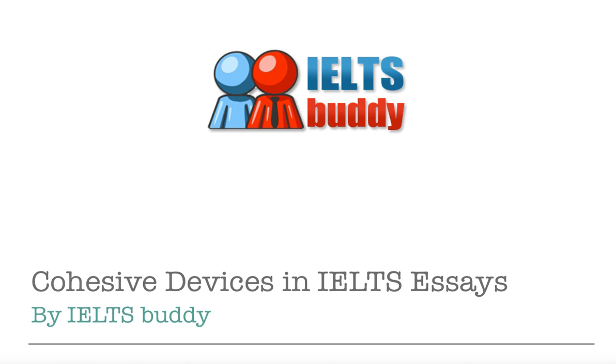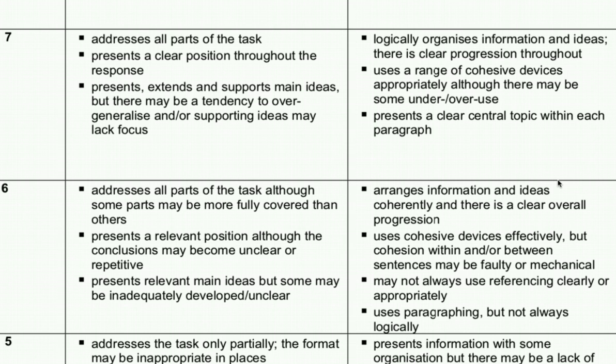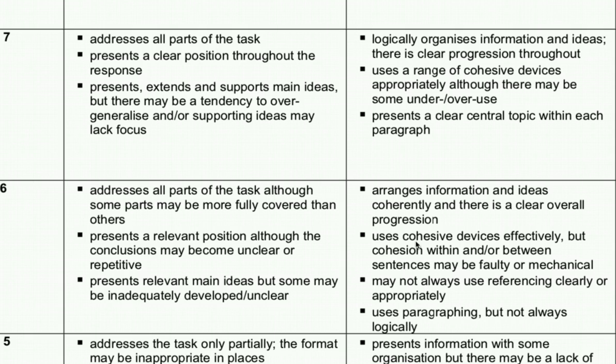In this lesson, we're going to look at cohesive devices that will be used in IELTS essays. If we firstly look at the band descriptors, the ones on the right here, these are for coherence and cohesion, and that's for a band 7 and a band 6. We can see a band 6 uses cohesive devices effectively. However, they can be mechanical, which means a bit sort of unnatural.